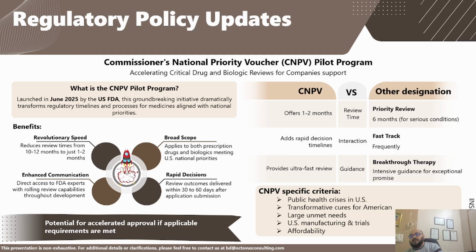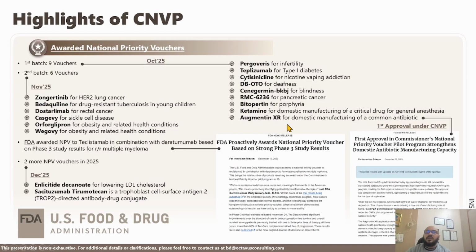CNPV specific criteria: public health crisis, focused on a health crisis in the US; introducing a transformative cure; potential unmet need. It should have US manufacturing and trials, basically. Trial obviously is definitely there, but US manufacturing is an important point in this scenario. And then affordability: the company's plan to bring in affordability is a very important factor. Now moving ahead, highlights of the CNPV. So far, two batches have been released.